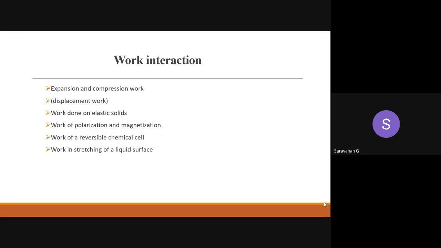Then work done on elastic solids, then work of polarization and magnetization, work of a reversible chemical cell. If you are using a chemical cell, there will be a form of chemical energy to work at. Similarly, work in stretching of a liquid surface. So these are all examples of work interactions.